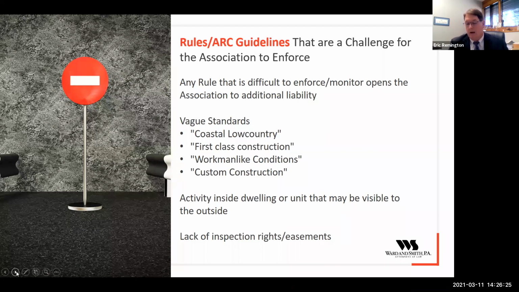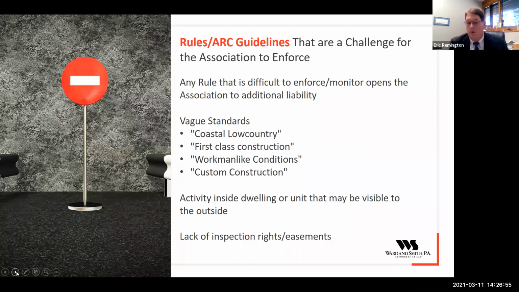On the opposite side of that, you have vague, or what I call subjective, standards a lot of times. We give some examples there of coastal low country, and that's basically some standards related to the low country areas in North Carolina, and I'm sure you all are familiar with them. You can have vague standards like first class construction, workmanlike conditions, and custom construction.